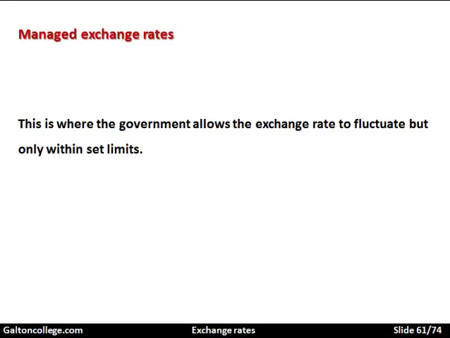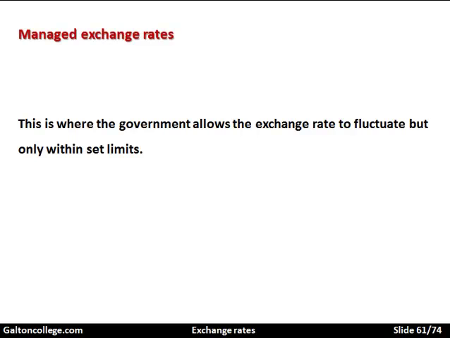Now, managed exchange rates. Well, this is where a government allows the exchange rate to fluctuate within set limits. So it's managed. Sometimes the government can't hold the absolute fixed rate. And when the Bretton Woods system broke down in the 1970s, they moved to managed exchange rates. Many countries tried to hold particular rates, but sometimes they would allow the rate to move upwards or downwards according to conditions.